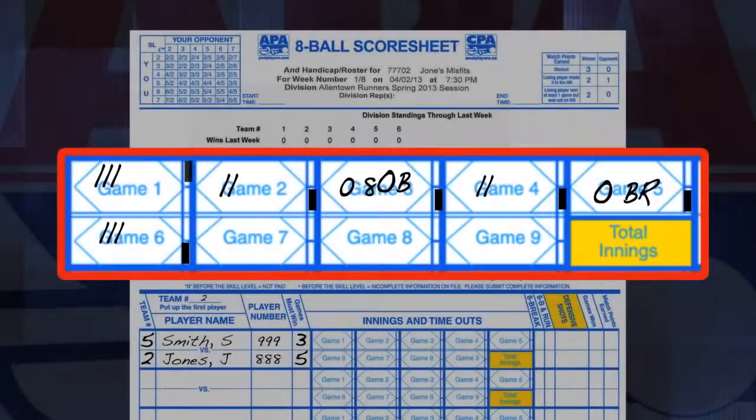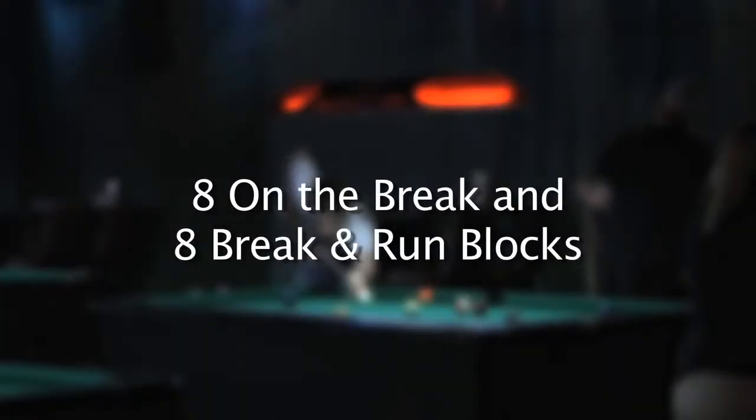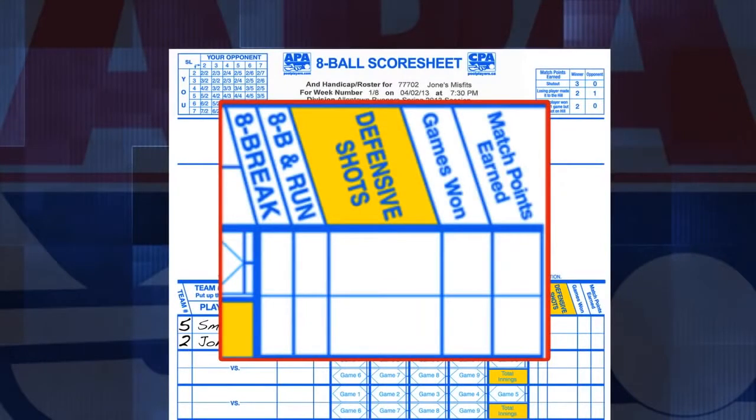The total innings block. Add up all of the innings for the entire match and enter the total in the total innings block shown here. 8 on the break and 8 break and run blocks. Use the appropriate blocks to mark the total 8 balls pocketed on the break, 8 break, and the total of all break and runs, 8 B and run, for each player in the appropriate blocks here.